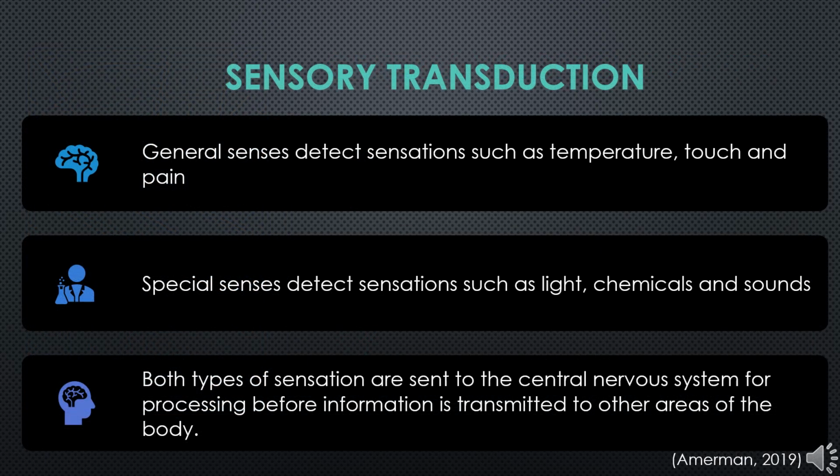Transduction occurs when a physical or chemical stimulus is converted into an action potential that can be deciphered by the brain. General and most forms of special sensory stimuli are processed by sensory nuclei and are transmitted to the thalamus and primary cortex areas for processing. Sensory signals are then sent to other areas of the body for further processing and actions.